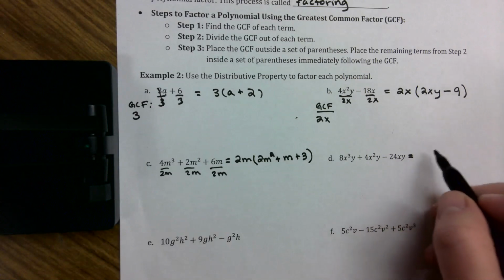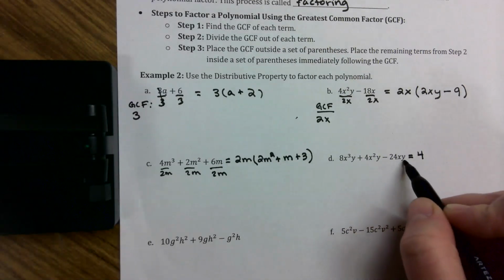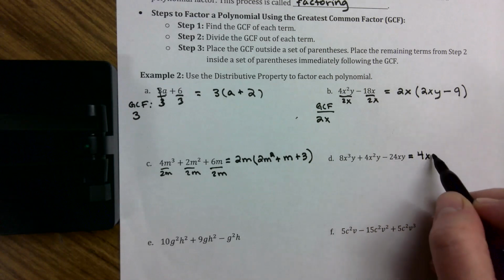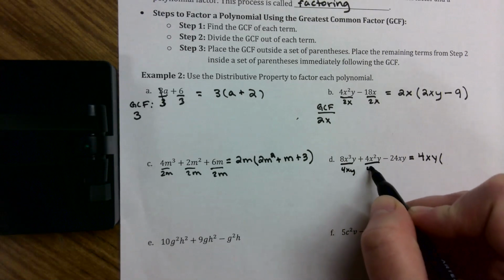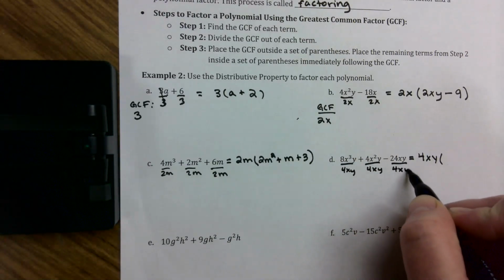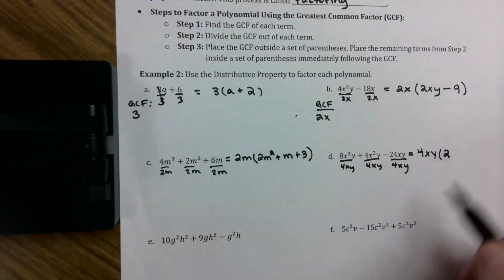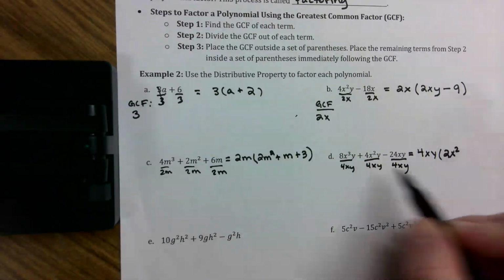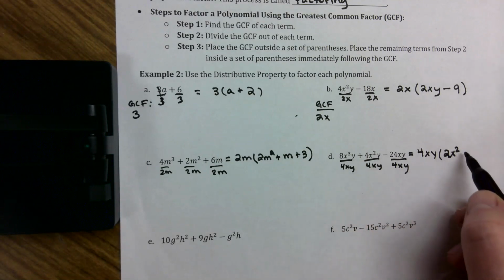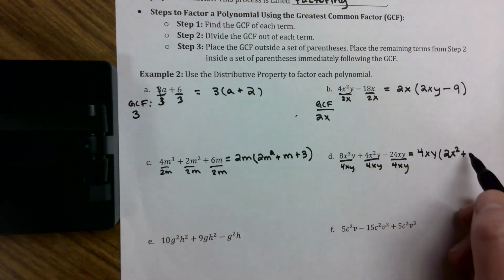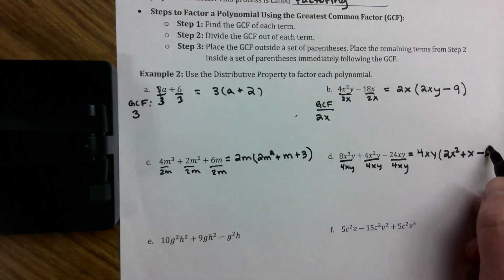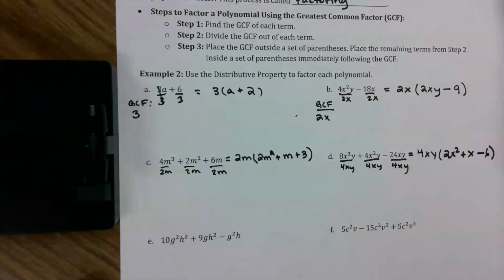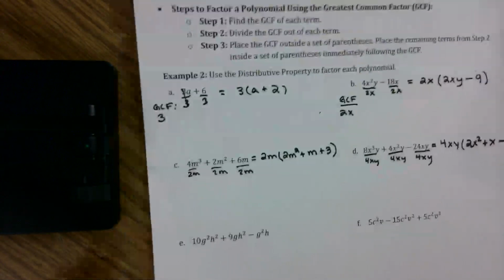We see the number 4 is in everything, x is in everything, and y is in everything. When I remove a 4xy from each term, what do I get? I get 2x squared. The y's simplify. 4 divided by 4 is a 1. You can write 1, you don't have to. X, the y's simplify, minus 24 divided by 4 is 6. The x's and the y's simplify. Like I said, if you've just been following me, maybe try pausing the video and doing this on your own.